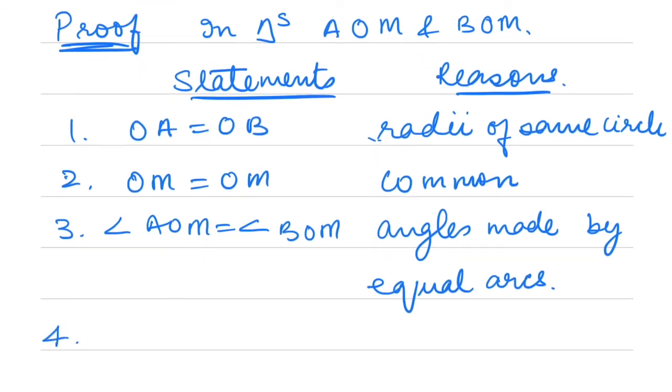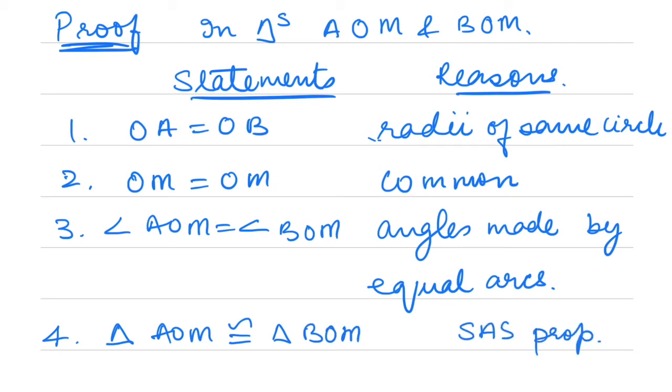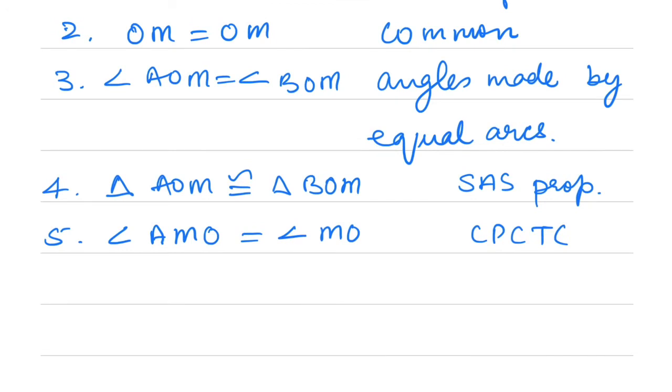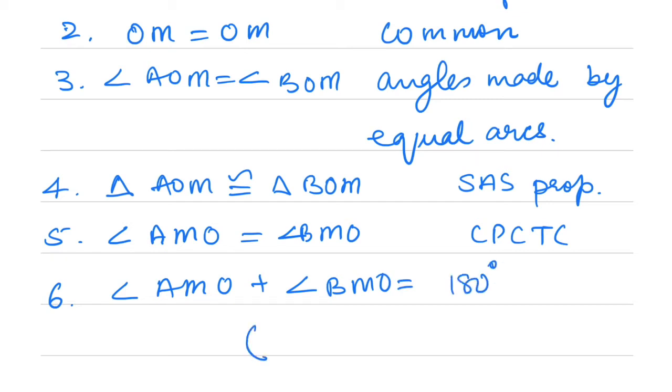Okay, therefore I can say that triangle AOM is congruent to triangle BOM by SAS property of congruency. Then we can say that angle AMO is equal to angle BMO by CPCTC. Then we have angle AMO plus angle BMO is equal to 180 degrees. The reason being linear pair of angles.